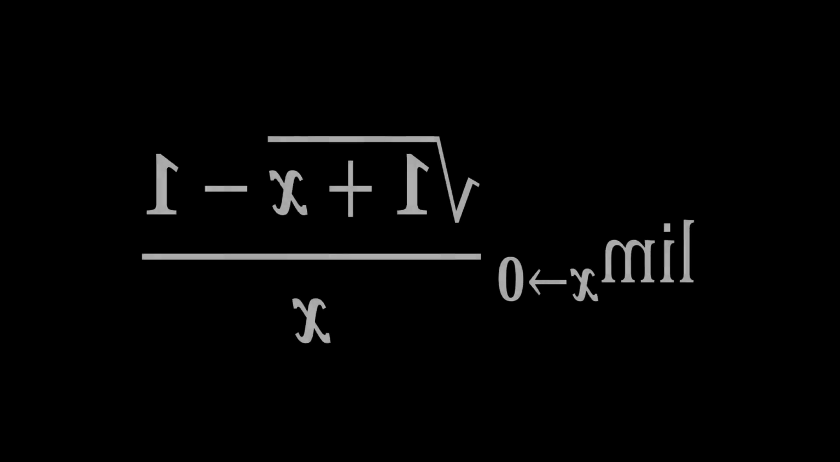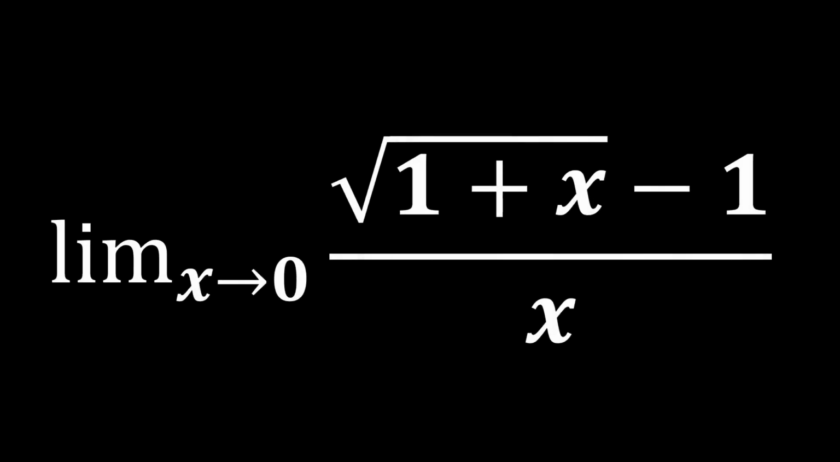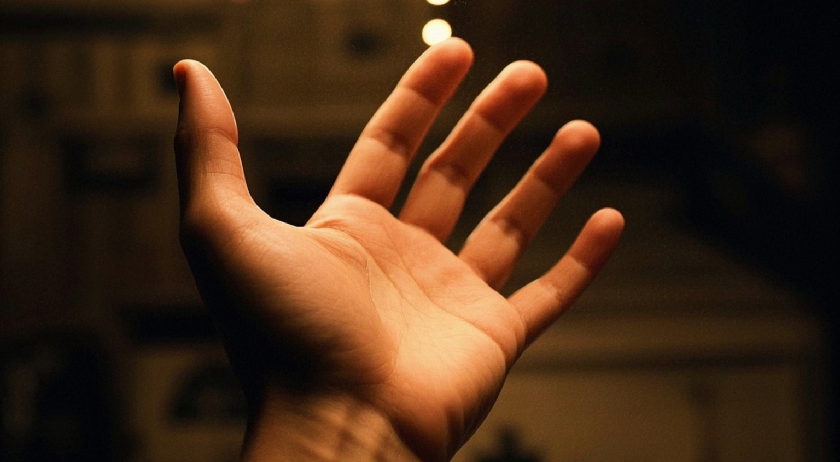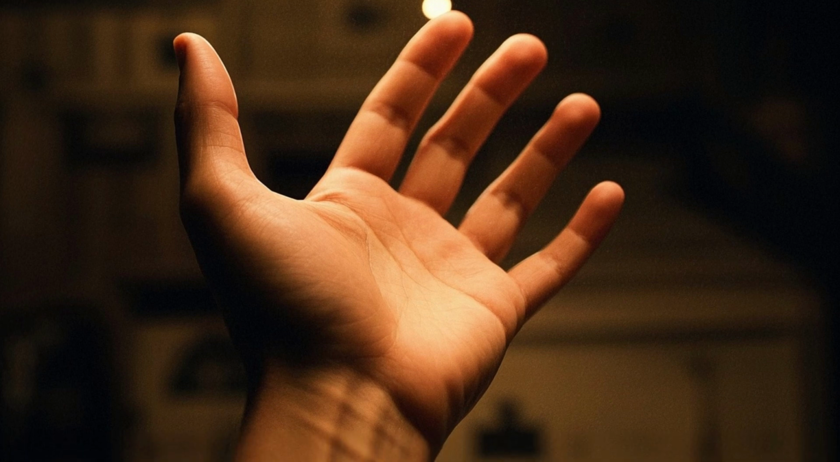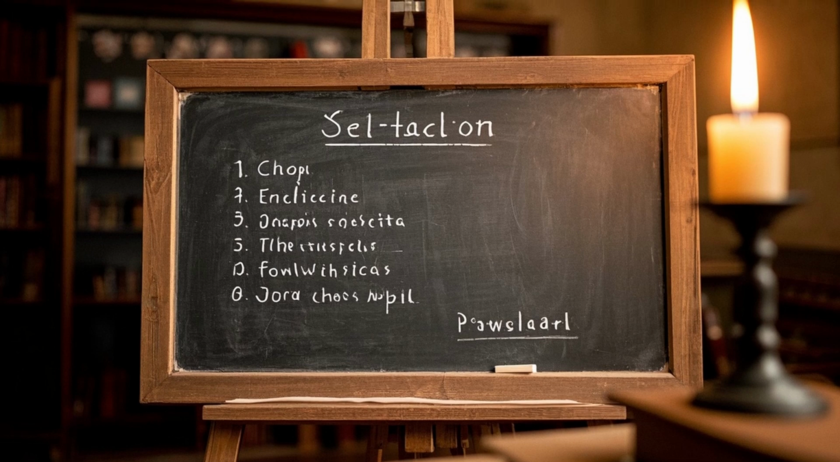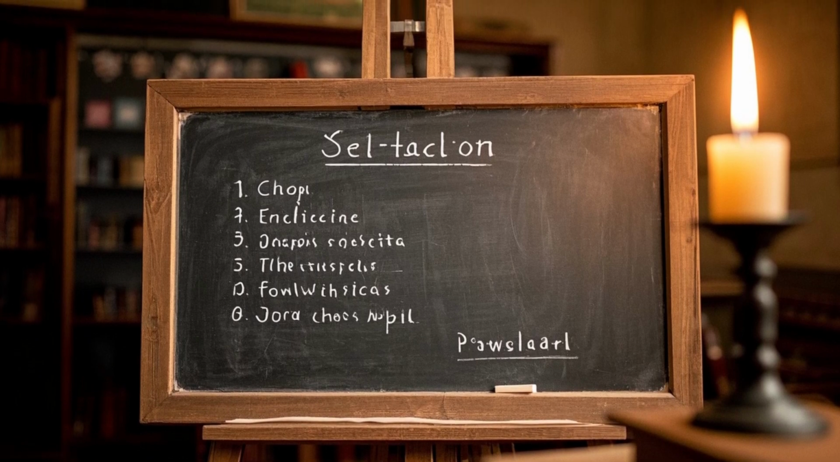We're tackling the limit of (square root of (1 plus x) minus 1) all divided by x as x approaches 0. Now, I know what you're thinking, this looks impossible. But don't worry, I've got your back. First things first, let's break this down step by step.